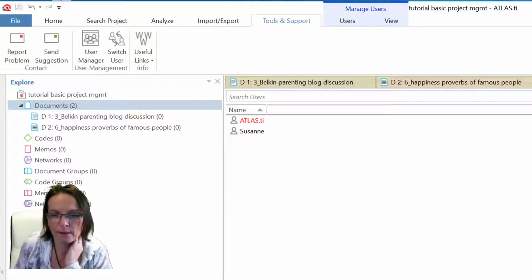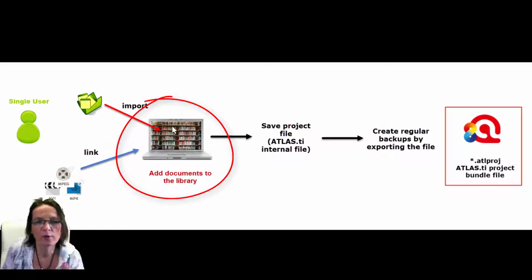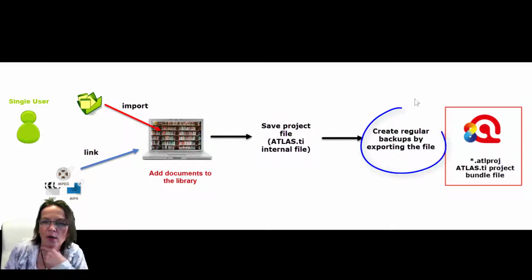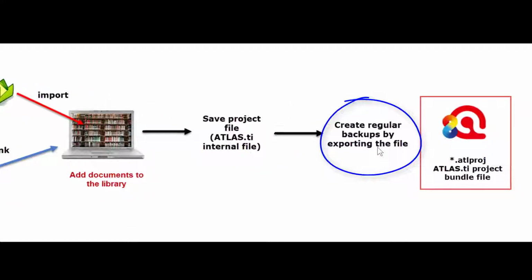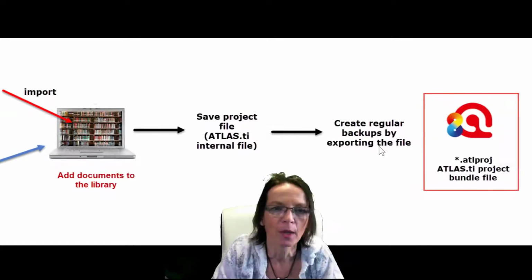So let me go back to the graphic here to recap what we just did. So we imported all the image, Word files, PDF files I had in my sample project, and we linked the one video file I had. I saved the project, and then I also created a project bundle file. Well, I didn't click on save, but I showed you how this can be done. So I have a safe backup copy of my project externally from the Atlas environment.